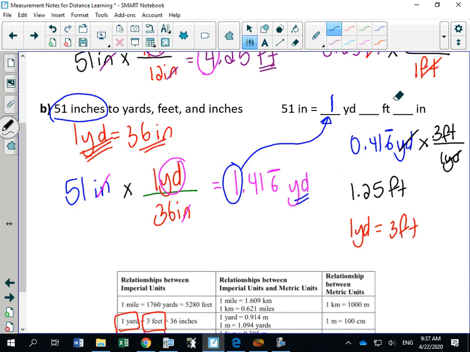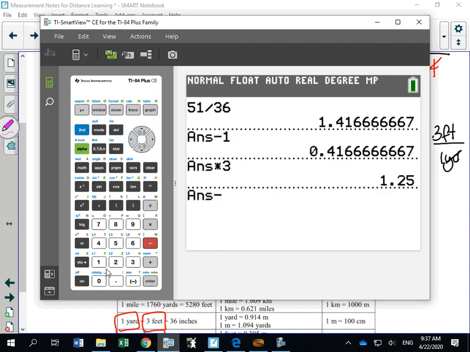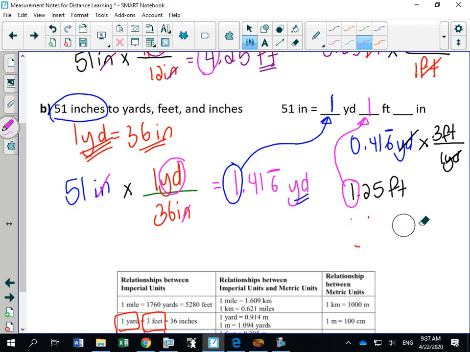Okay, do you know what you're going to write here? What do you think? You are going to write the number in front of your decimal. That 1 will go there. Okay, go to your calculator, get rid of that 1, and we're left with 0.25 feet.